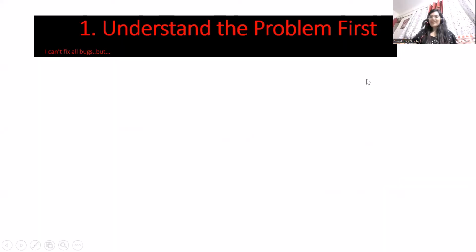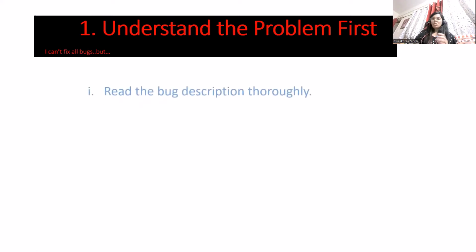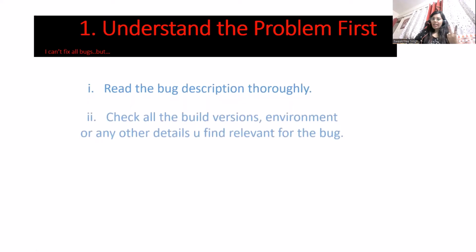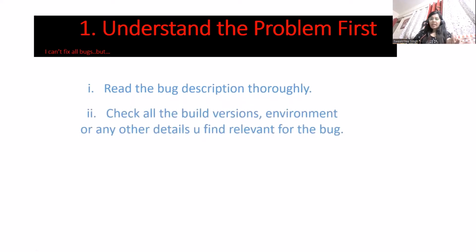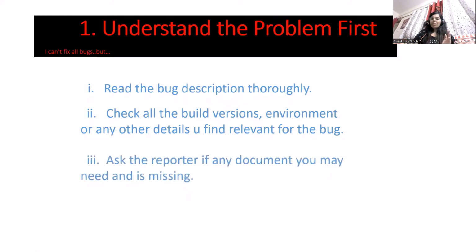So the first and foremost thing is to understand the problem. Before jumping directly into solving the bug, you should be very clear on what the bug reported is. So read the bug description thoroughly, check the build version, environment, or any other detail you find relevant for the bug. Ask the reporter for any document you may need that is missing.